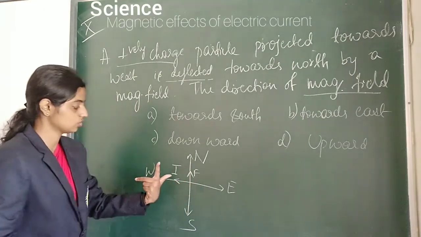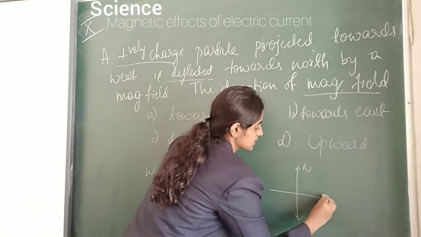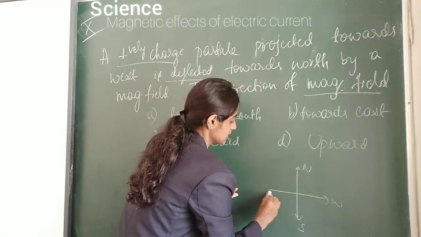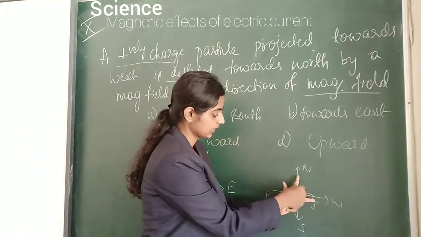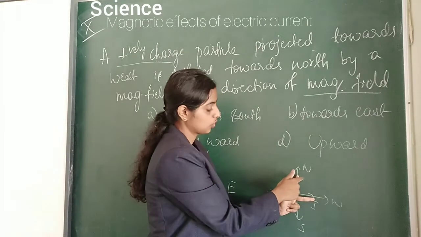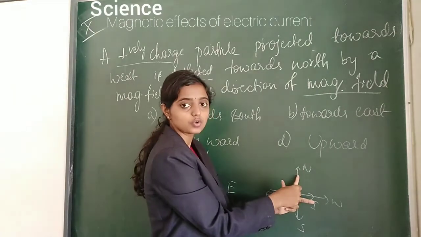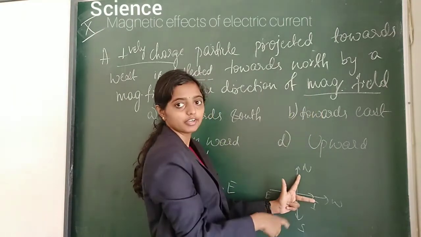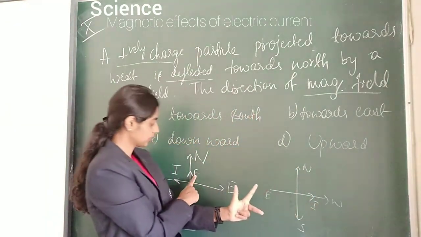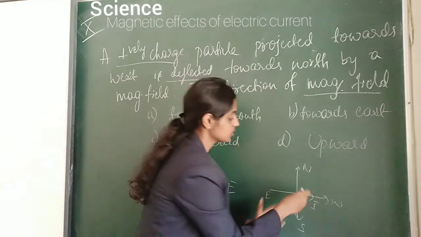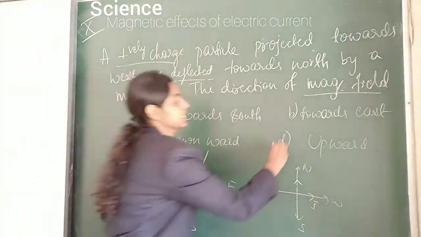Just to help you understand, let me write this. This is north and this is south. Let us take this as the west and this as east. Here the current is flowing, right? So this is the current, and this is the forefinger. The forefinger shows the direction of magnetic field, right? So this is upwards, and the force is also showing upwards. So both force and magnetic field are upwards. Hence the answer is option D.